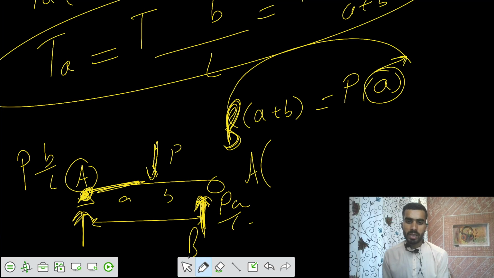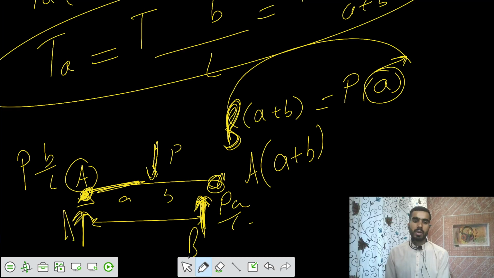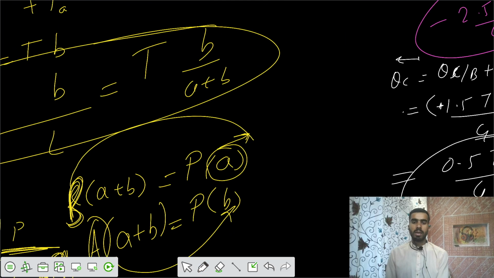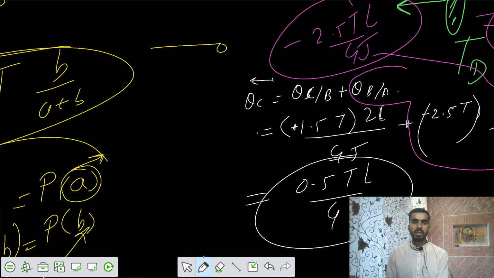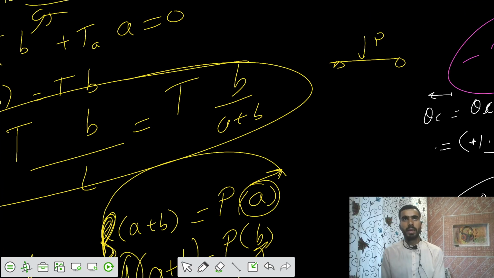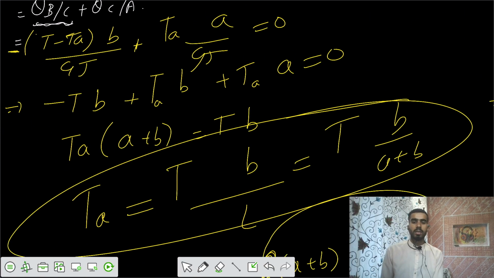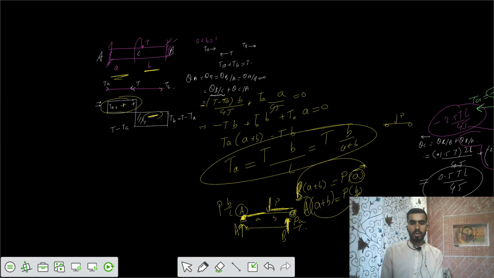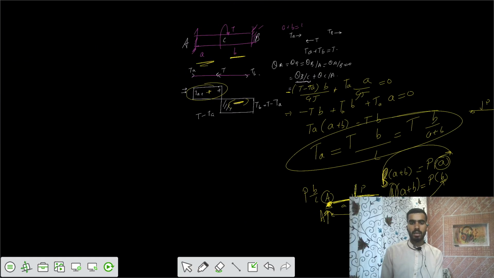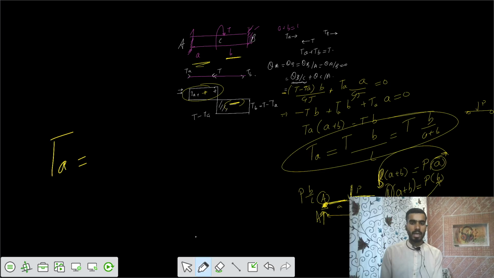Similarly, if you take moments about B, you get the reaction at A times (A plus B) equals P times B. So for A, you have the opposite side B. Similarly, here you have TB by L. And if you want the value of TB, that equals T times A by L.